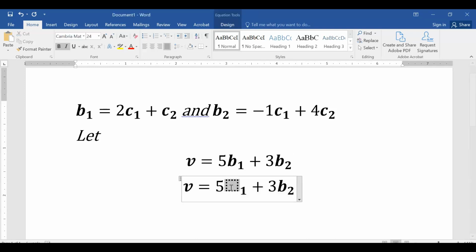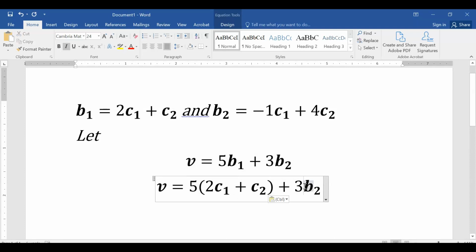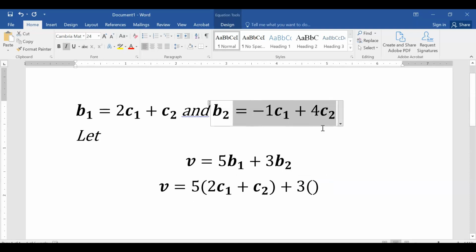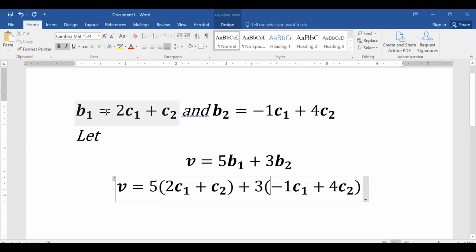And so what we're going to do is replace B1 with how to write it in C, and we're going to replace B2 with how we write it in the basis C. So replace B1 with how you write B1 in basis C, and replace B2 with how you write B2 in basis C. So we write B1 as the linear combination of basis elements from basis C, and we replace B2 with the linear combination of basis elements from basis C.